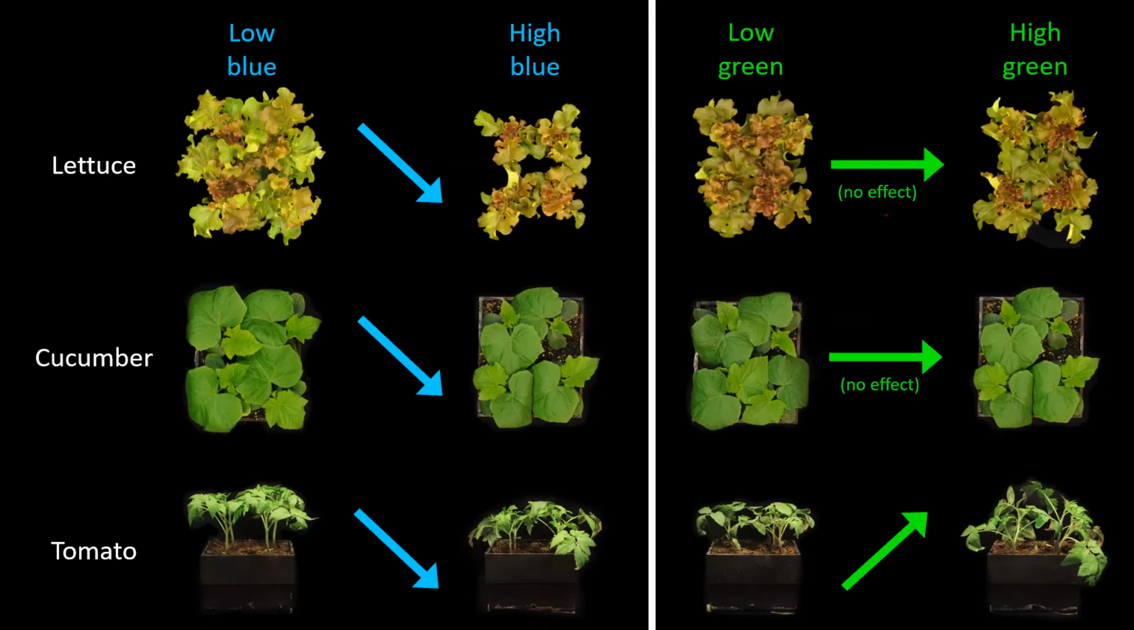So from an applied perspective, if we're trying to create LED fixtures for best case plant growth, it seems useful to minimize your blue, and maybe in some cases with tomato, and if your blue is low in lettuce, it might be good to increase the fraction of green.